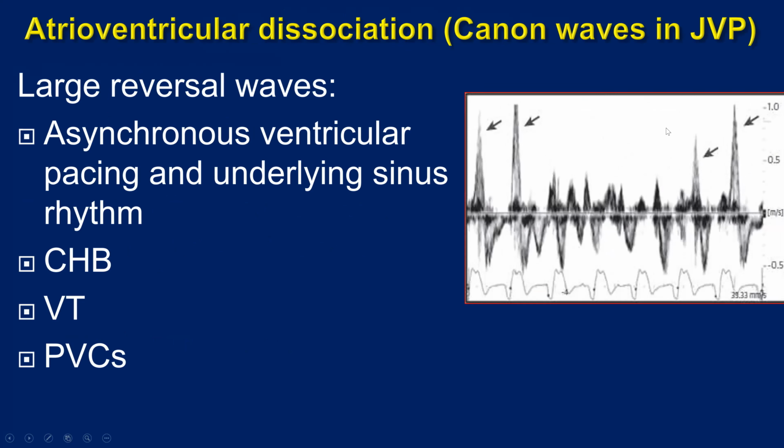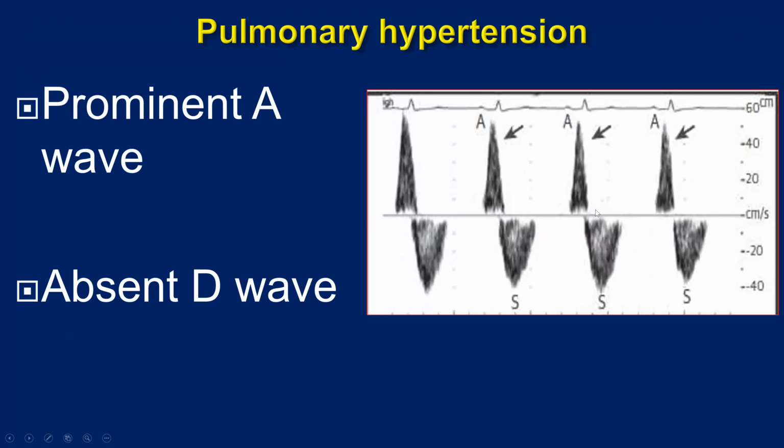In AV dissociation or Canon waves in JVP, we have occasional very high A waves. This is when the right atrium contracts against a closed tricuspid valve, coinciding with systole. Both of them are systole, the right atrial systole and right ventricular systole. And in right ventricular systole, the tricuspid valve is closed. So when the atrium contracts against the closed tricuspid valve, this is the time you'll have a very high backward A wave, Canon waves, from time to time.